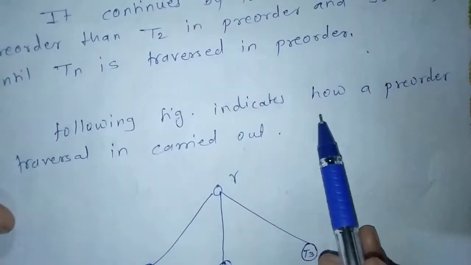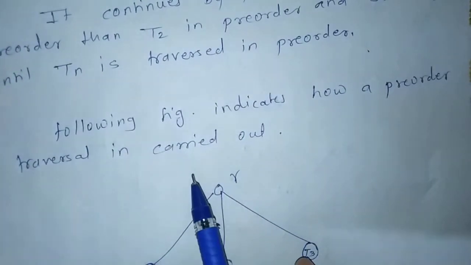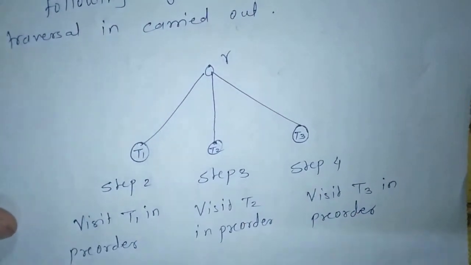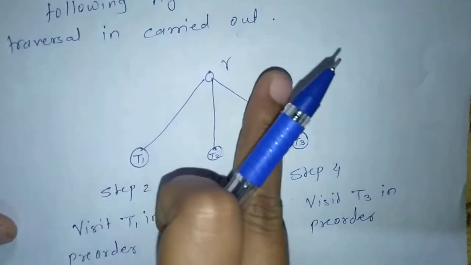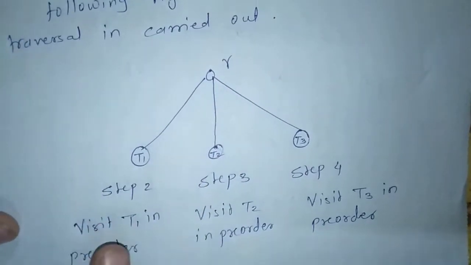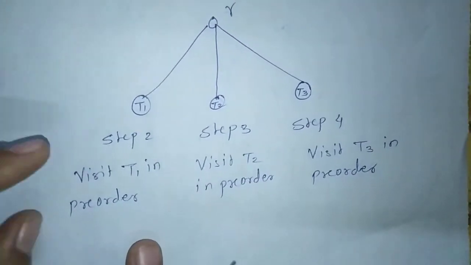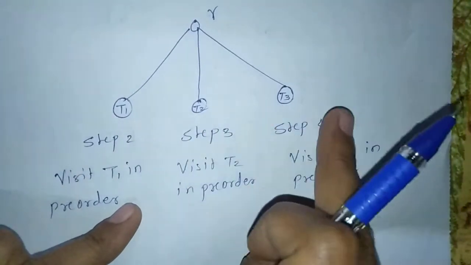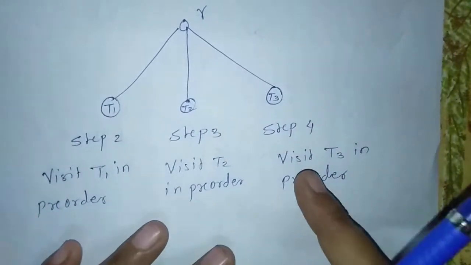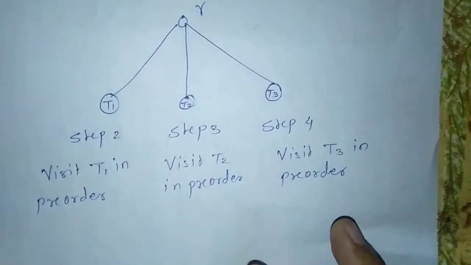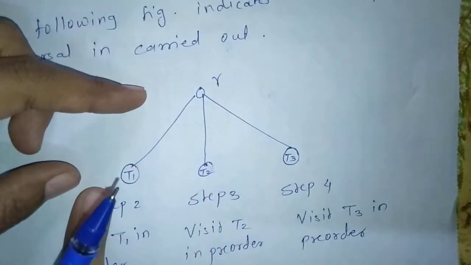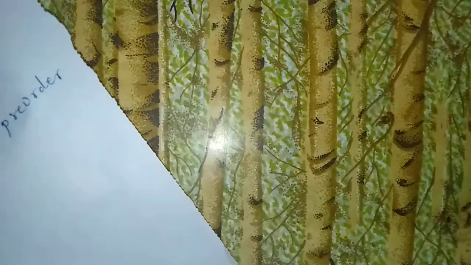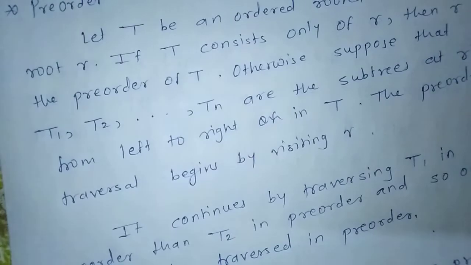The following figure indicates how a preorder traversal is carried out. Here this is nothing but the ordered rooted tree. Here R is root. First take R. Step 2, visit T1 in preorder, and in step 3 visit T2 in preorder, and for T3 means step 4, visit T3 in preorder. First visit R, then visit T1, T2, T3. Now next is an example on the preorder traversal.